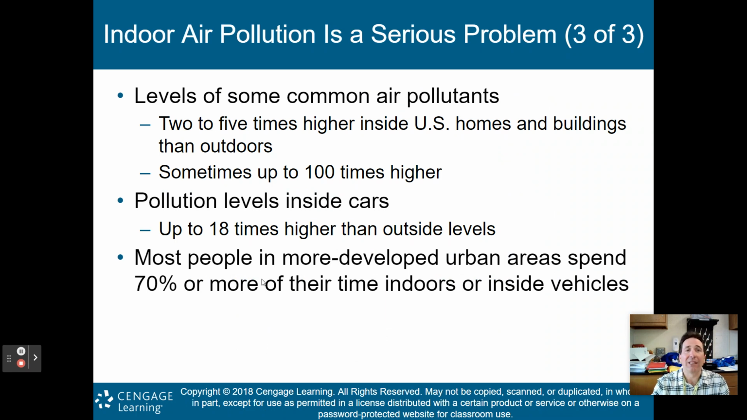All right. Levels of some common air pollutants are 2 to 5 times higher inside U.S. homes and buildings than outdoors, and sometimes up to 100 times higher. Think about it. Outdoors, we have the ecosystem services of the wind, right, that basically keeps the atmosphere turning itself over and helps clean the atmosphere. Well, guess what? Indoors, you don't have that, right? So while you may not be getting pollution from outside coming inside, any pollution inside is not getting outside. It's not being filtered out, like the normal atmosphere would be.